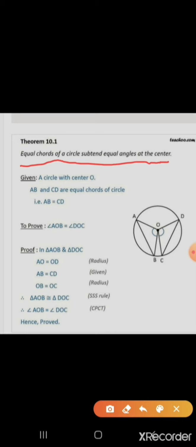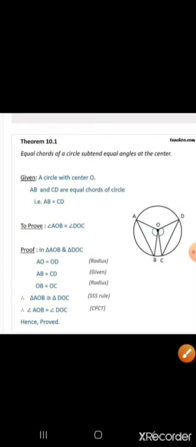are equal. That means here in this picture, this is a circle with center O, and AB as well as CD are the two equal chords. Which are the two angles that are subtended at the center? AB subtends the angle AOB.